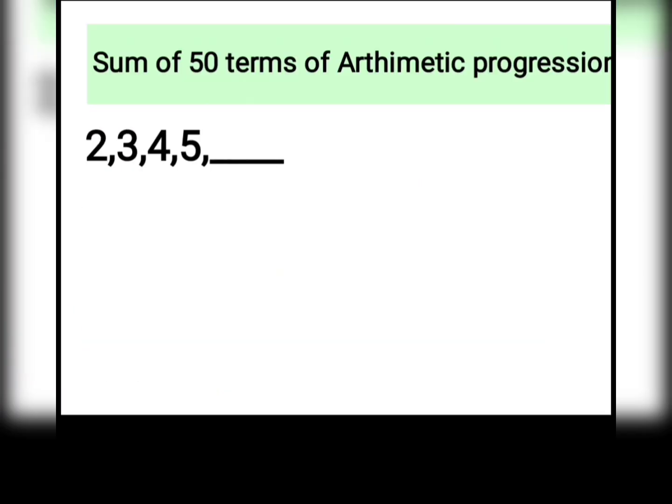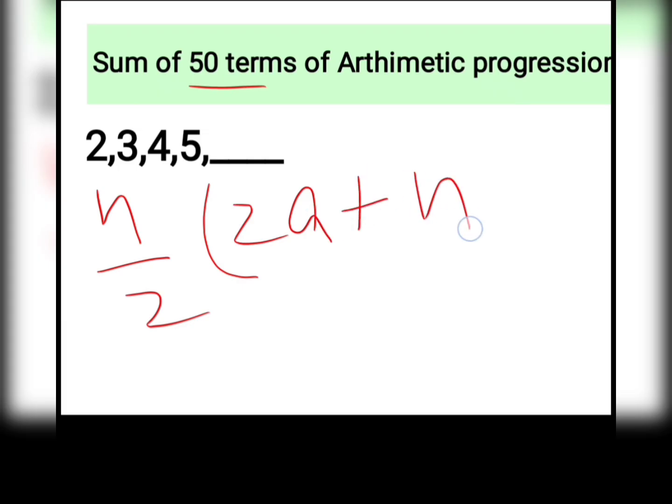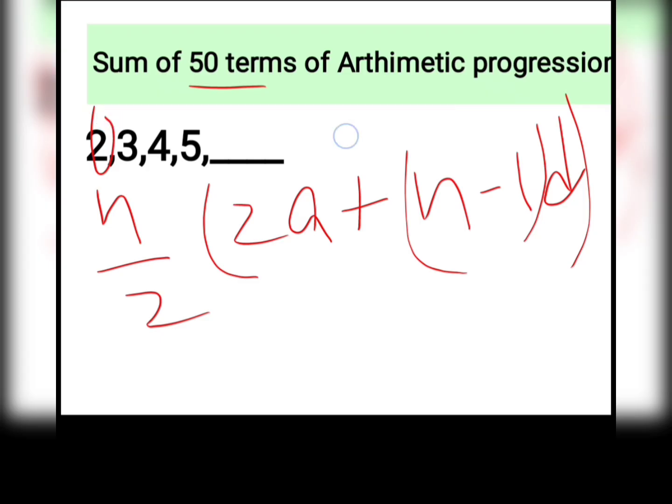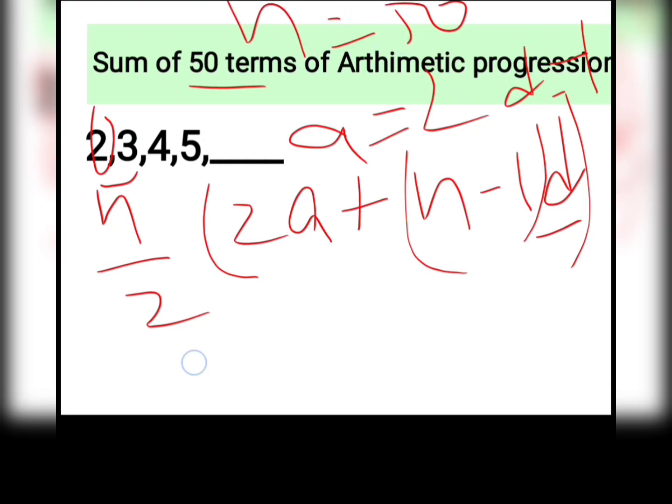Let's solve one more question. Here it is asked to find the sum of 50 terms of an arithmetic progression. We know the formula. Sum of n terms is n by 2 into 2a plus n minus 1 into d. Here a is 2. I am writing here a equals 2. And the common difference is 3 minus 2, 1. d equals 1. And n is 50. n equals 50.